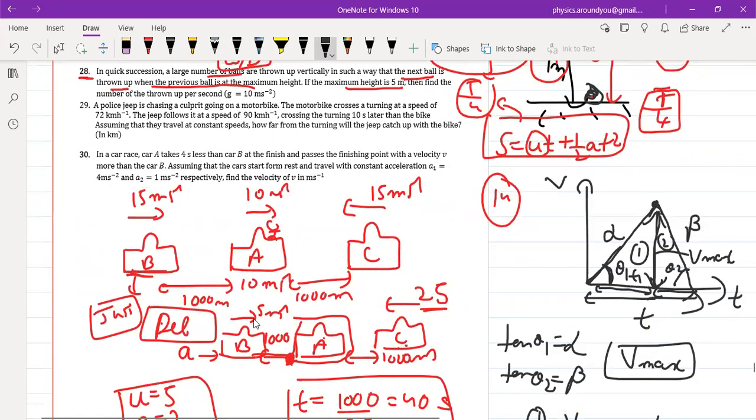Question number 29, once more, it is a relative velocity concept. We have done this in the classes too, where it is a police-thief, police jeep kind of a situation. The motorbike crosses the turning at a speed of 72. The jeep follows it at a speed of 90, crossing the turning 10 seconds later than the bike. Nobody is accelerating over here. So what is happening?